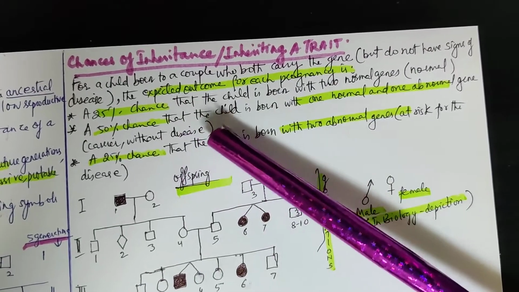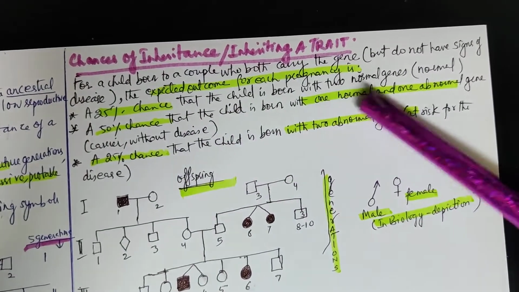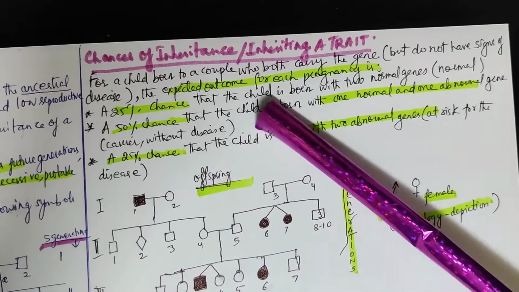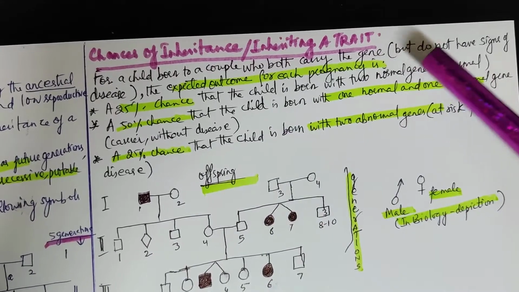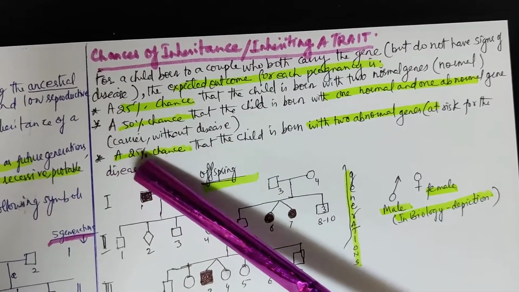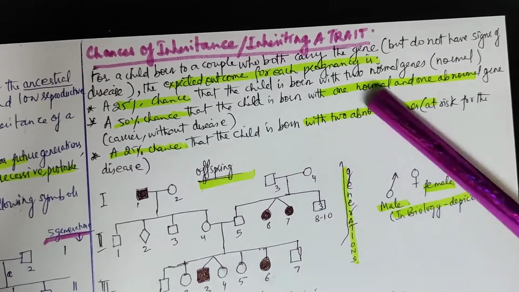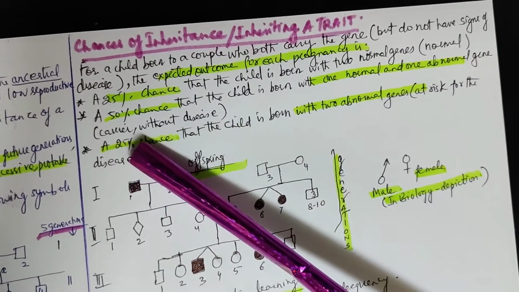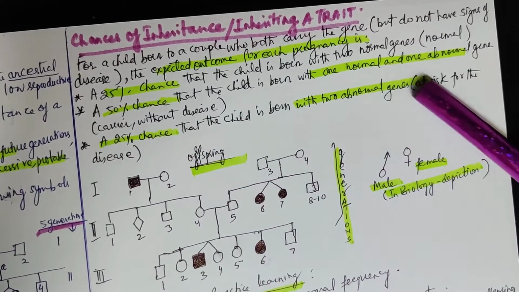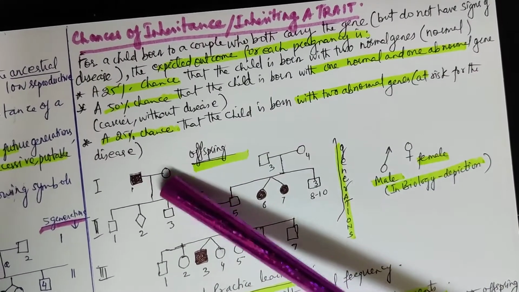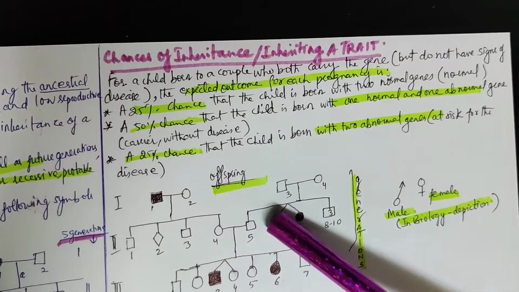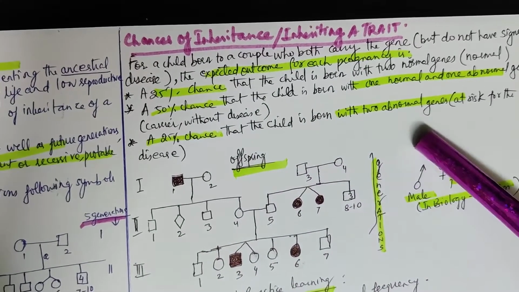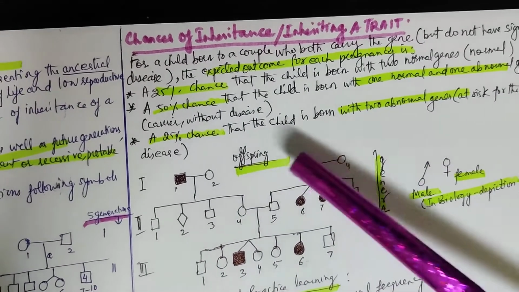For a child born to a couple who both carry the gene but do not have signs of disease, what is the expected outcome for each pregnancy? Number 1, a 25% chance that a child is born with normal genes. Next is a 50% chance that the child is born with one normal and one abnormal gene, a carrier without disease. A 25% chance is that the child is born with 2 abnormal genes, at risk for the disease.